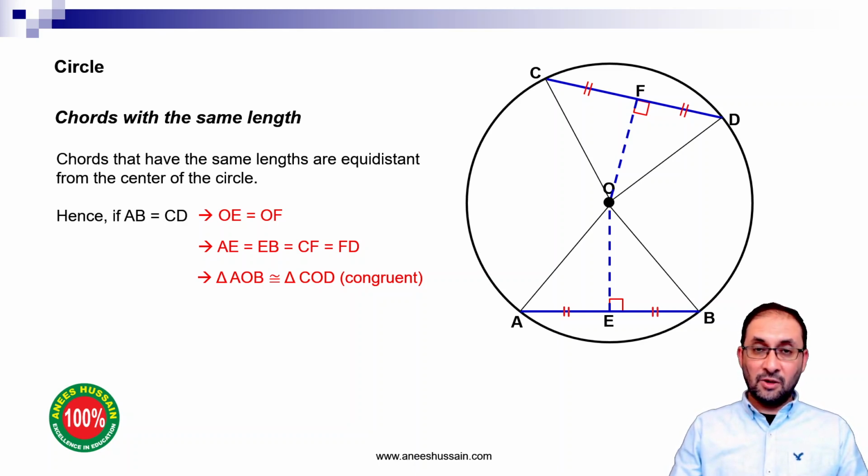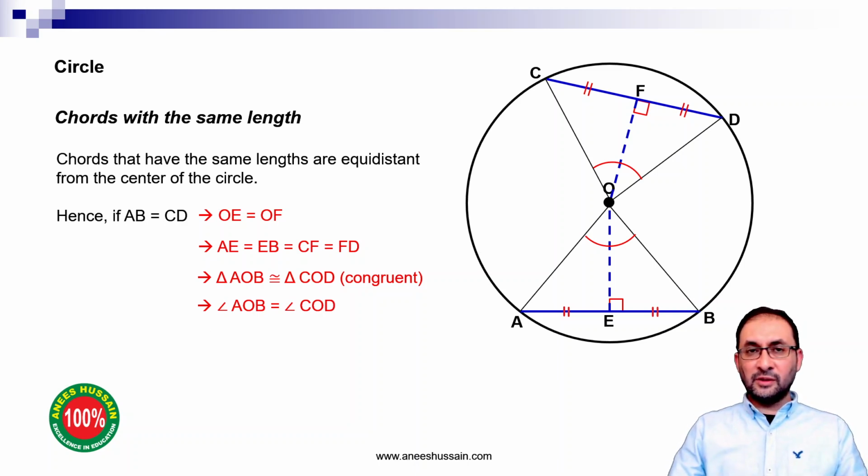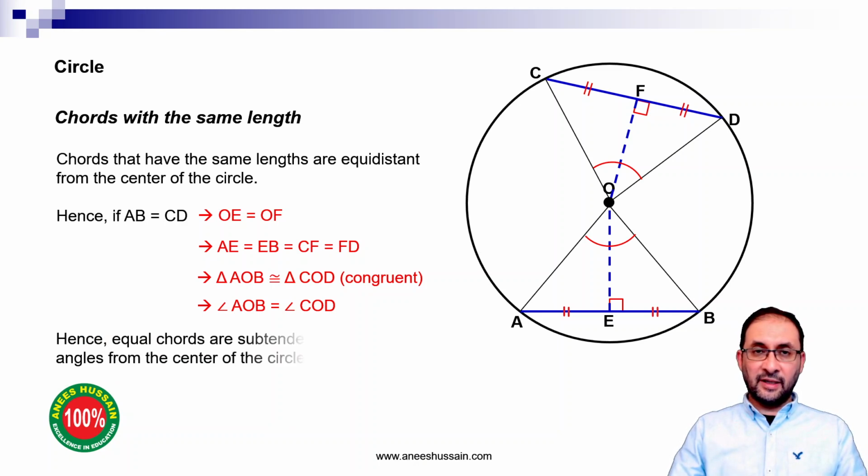And because they are congruent to each other, they have the same angles as well, which means that angle AOB should be equal to angle COD. Hence, we can conclude that equal chords are subtended by equal angles from the center of the circle.